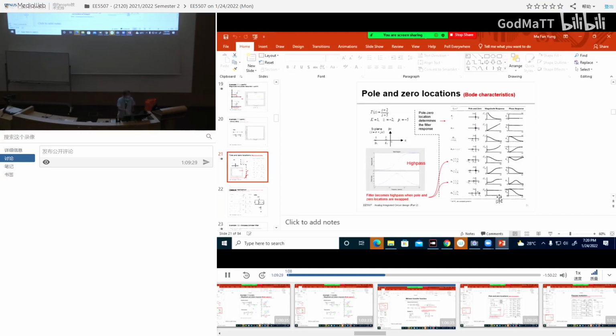So you can see here different kinds of response. For example, in this one, there's a zero at very high frequency, so it looks like you only have one pole here. And if you have different signs of the pole and zero, you have a different type of frequency response. So even for a simple bilinear transfer function, you can have a lot of different combinations to give you different kinds of frequency response.